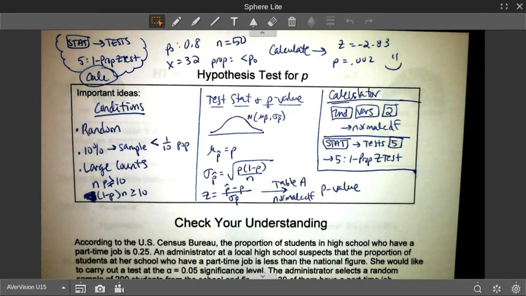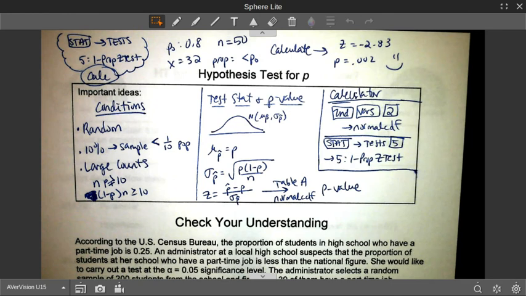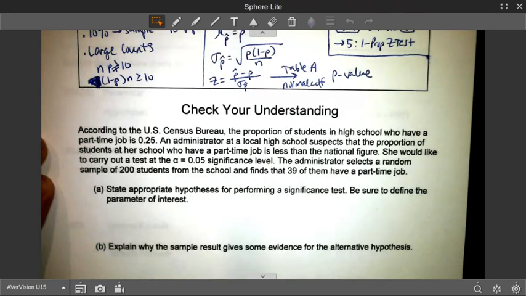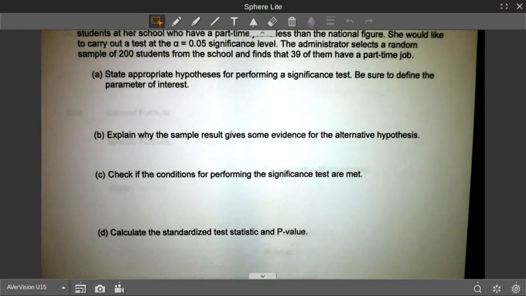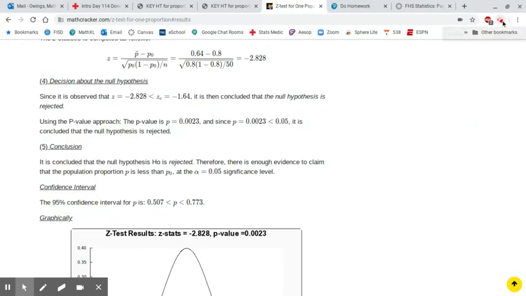So what I want you to do is, using your calculator or using that website there, go ahead and try this check for understanding. And then when you have that, go ahead and look at the PDF right below this video to check your answers.